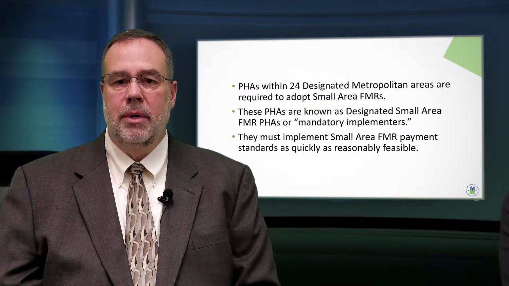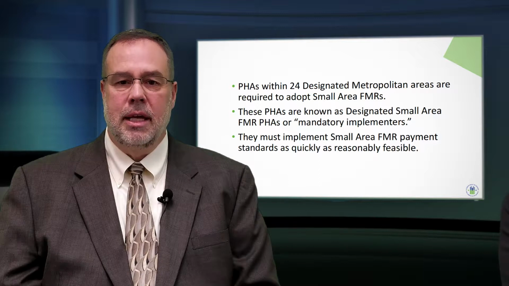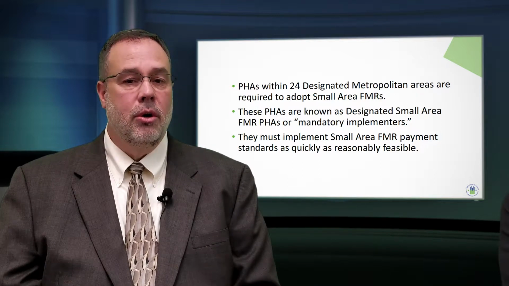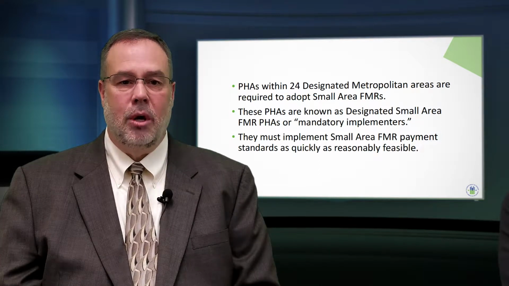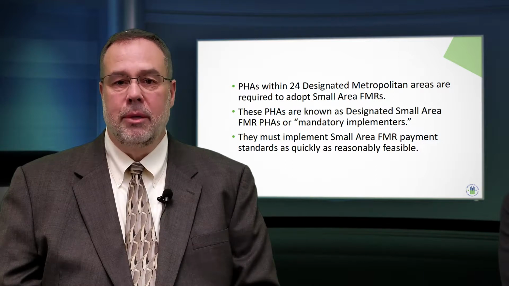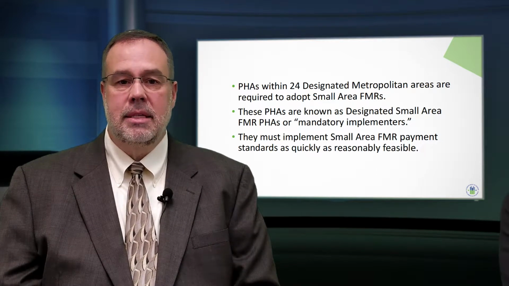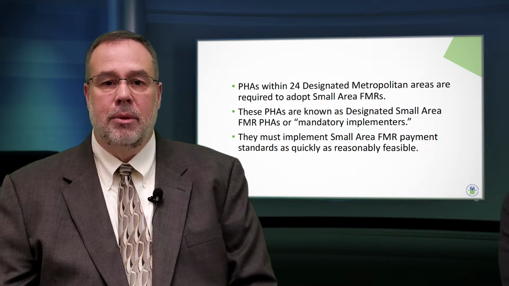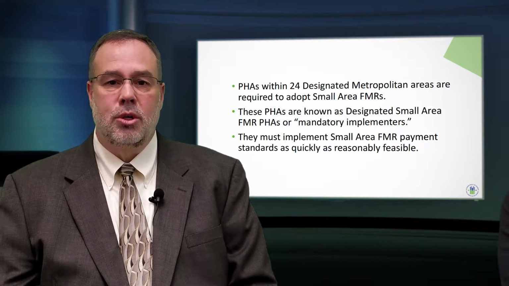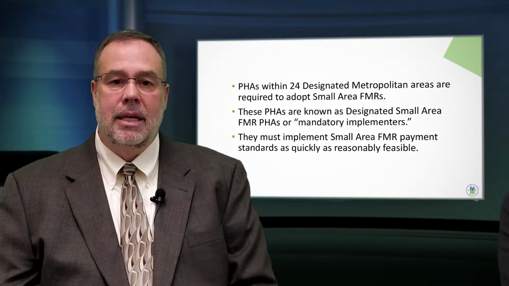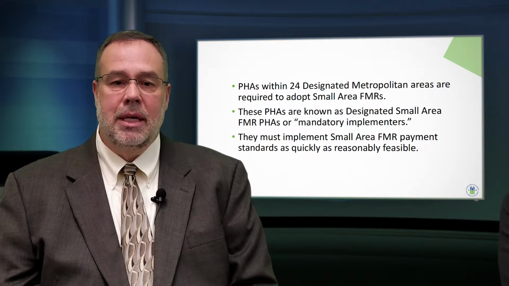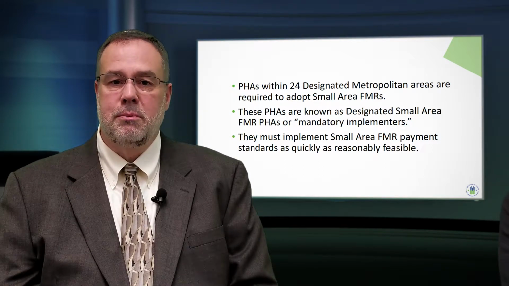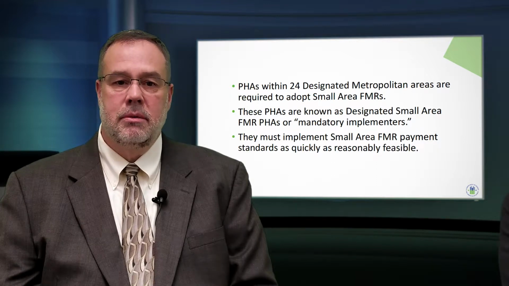PHAs that directly administer HCV assistance, that is, execute HAP contracts, for families within the 24 designated metropolitan areas are known as designated small area FMR PHAs, or mandatory implementers. Designated small area FMR PHAs are expected to implement new small area FMRs determined by zip codes and, unless otherwise exempt, must begin immediate implementation of small area FMR payment standards.